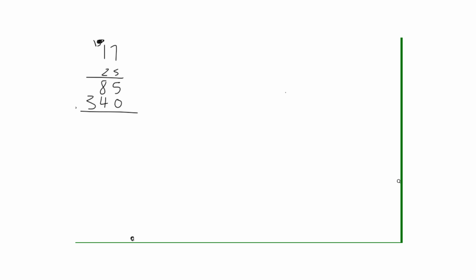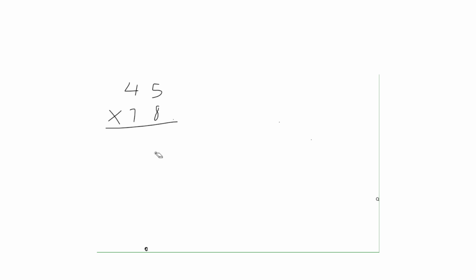What we're gonna do next is we're gonna add them. So we're gonna have 5 plus 0, that's 5. Then we're gonna have 8 plus 4, that's 12. Write the 2 and carry the 1. Then we're gonna have 3 plus 1, that's 4. So our answer is 425. Remember, we're multiplying.